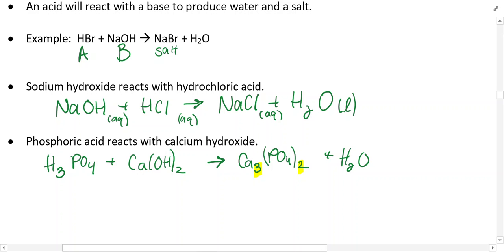So in order to balance this reaction, we're going to put a 3 in front of calcium hydroxide, a 2 in front of the phosphoric acid, and then that will produce 6 waters for us. So you can write out your balancing reaction or your little inventory to help you if you get stuck.